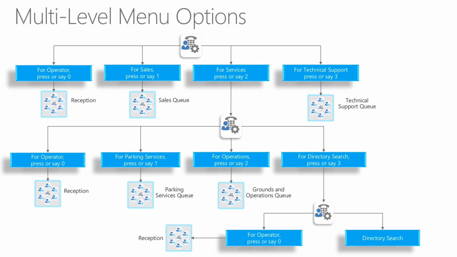You can also do multi-level options. So you can nest menu options inside a different menu option. In the example, we have services, press or say 2, and then services has their own options 0, 1, 2, and 3. And then 3, directory search, also has their own numbers. So you can make this super complicated if you want to. Please note that people don't really like getting asked a lot of questions. So make sure when you're configuring this, you don't overdo it.